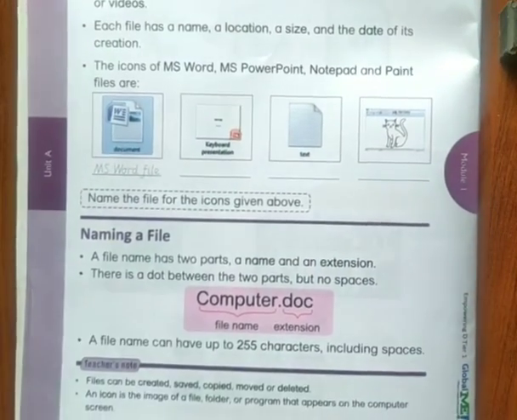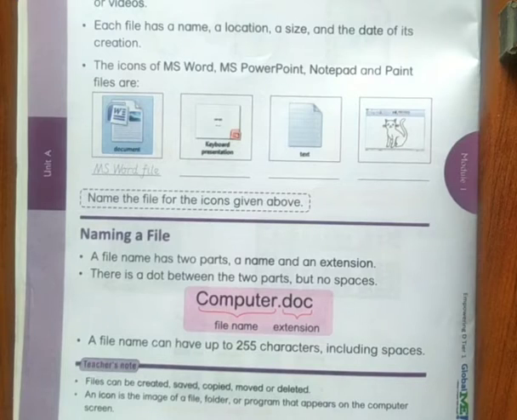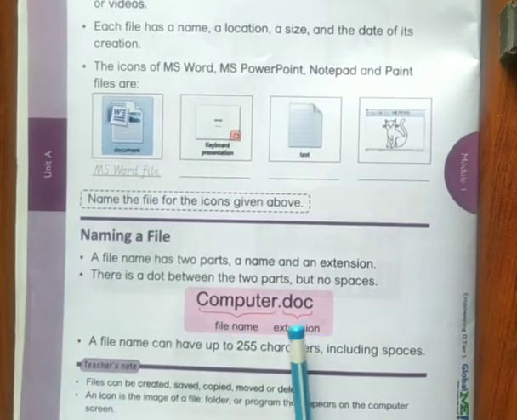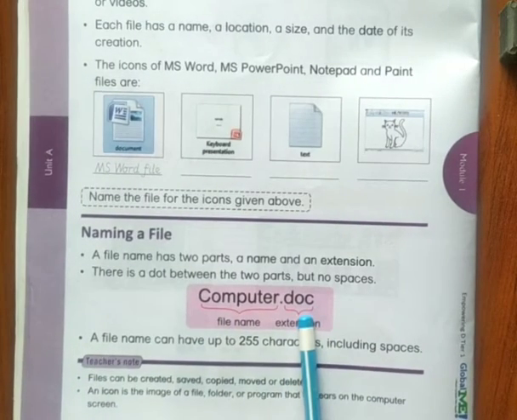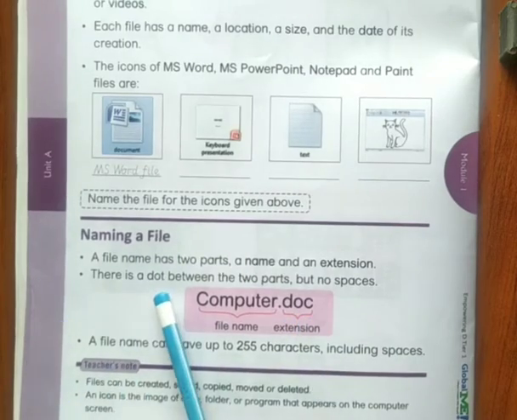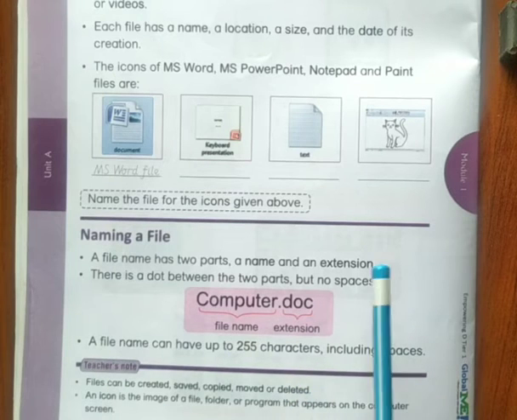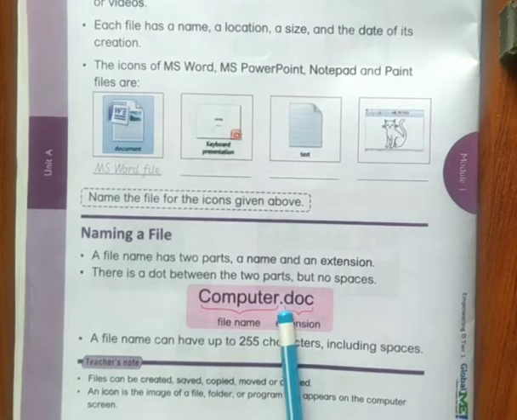Next we will see how to name a file. A file name has two parts, a name and the extension. This we call the file name and this we call the extension. There is a dot between the two parts but no space. We should not give any space, we should only enter the dot.